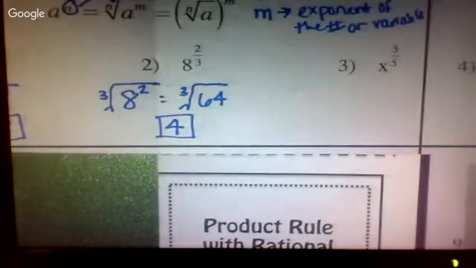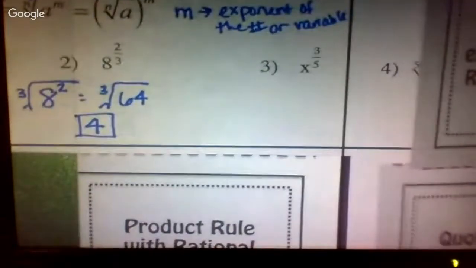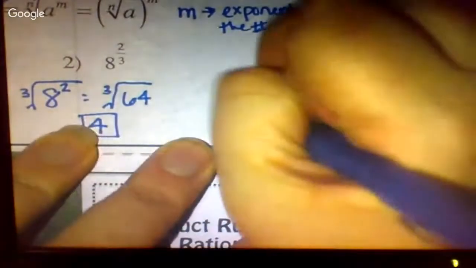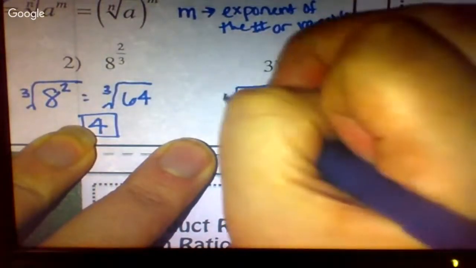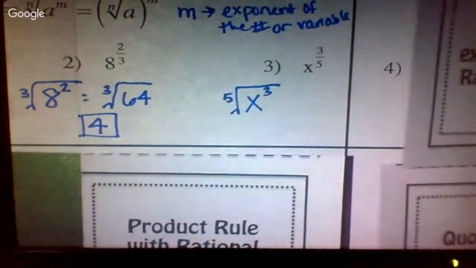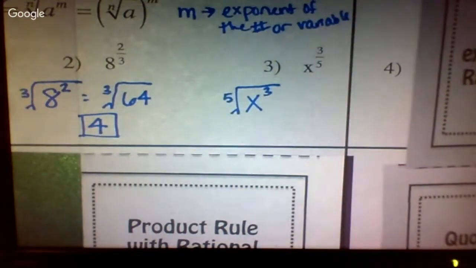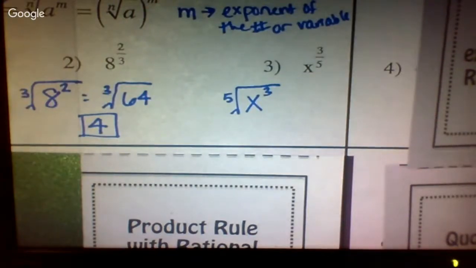All right. Number 3. This is going to be x to the third. So they say that as the 5th root of x to the third. The fifth root of x to the third.